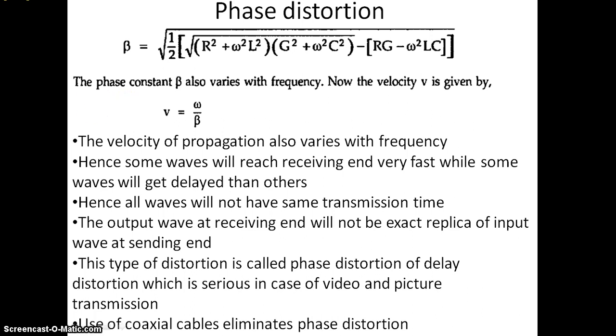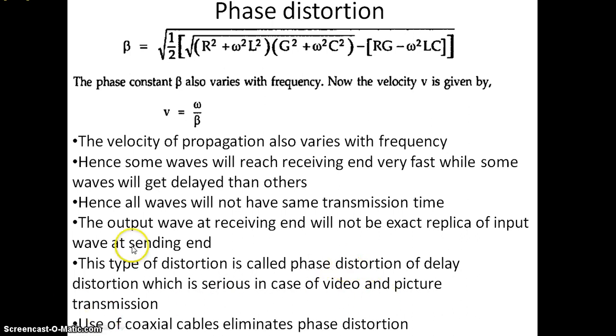That means some waves will reach the receiving end very fast, while some waves will get delayed more than others. Hence all waves will not have the same transmission time. Each wave will have its own transmission time. The output wave at the receiving end will not be an exact replica of the input wave at the sending end. This type of distortion is called phase distortion or delay distortion. Phase distortion is more serious in the case of video and picture transmission than in the case of audio signals.